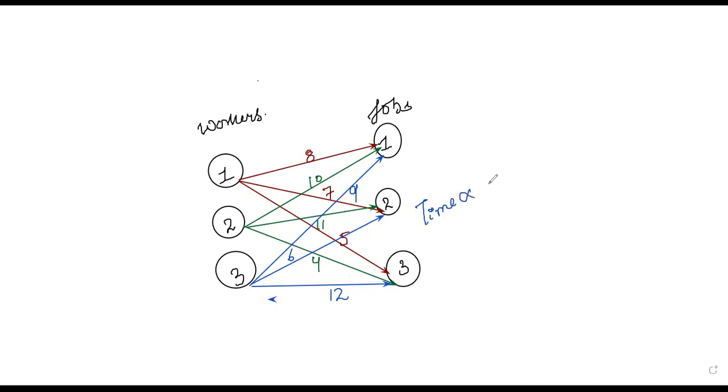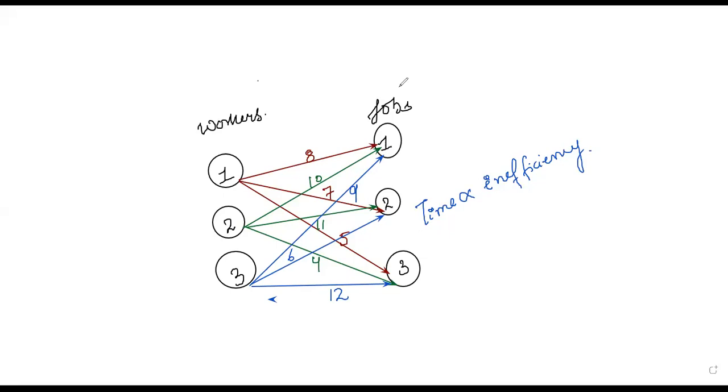The worker who takes more time is inefficient in performing that job. Time is also proportional to inefficiency. So in our current case, we have to minimize this inefficiency.